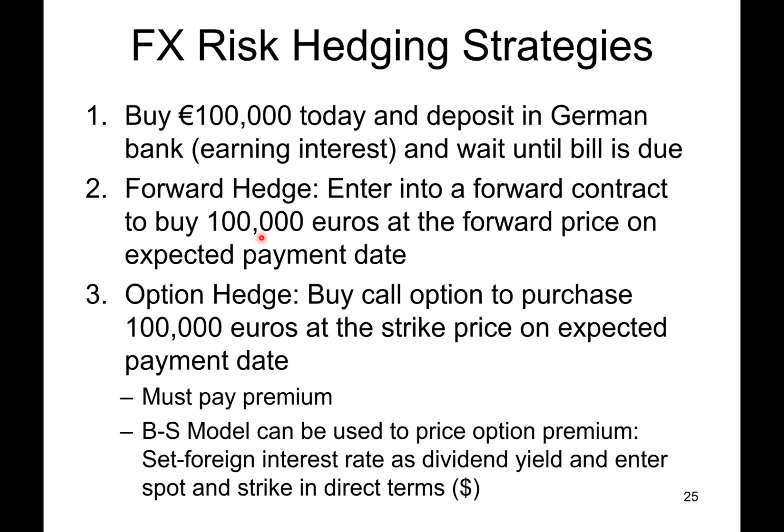They can also use a forward hedge. They can enter into a forward contract to buy 100,000 euros at the forward price. Option 3 is they could buy a call option to purchase 100,000 euros at a strike price on the expected payment date 1 year from now. However, in this case, they must pay a premium.